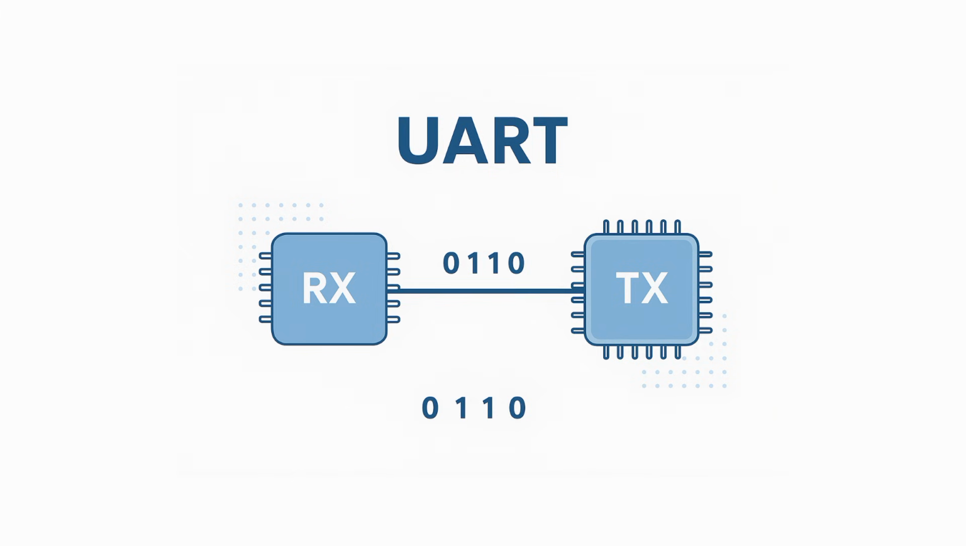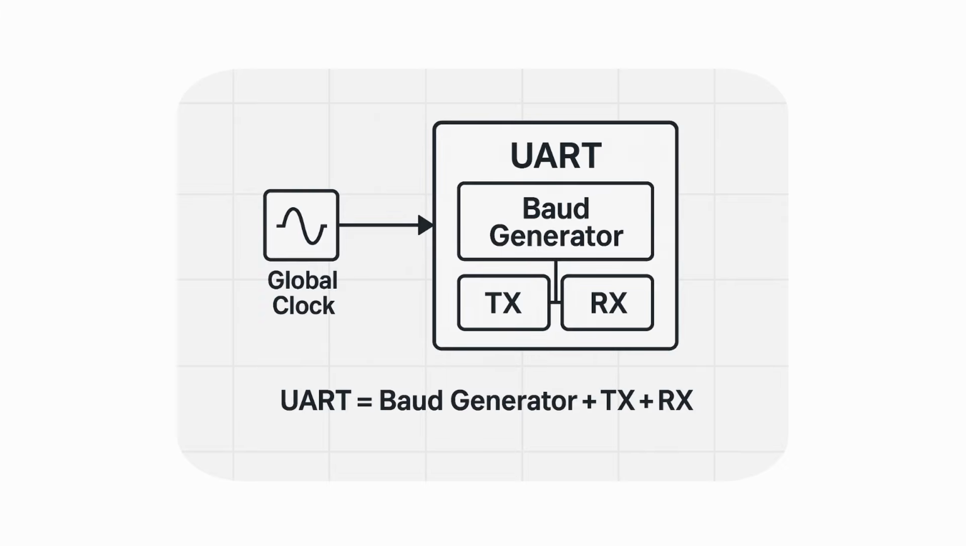To solve this problem, UART was created. UART has its own clock called baud. See this block diagram, it's UART. It will have its own baud generating module, which will create a common baud rate between two chips or two systems with the help of the global clock.